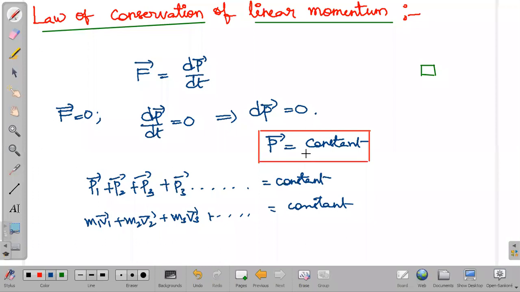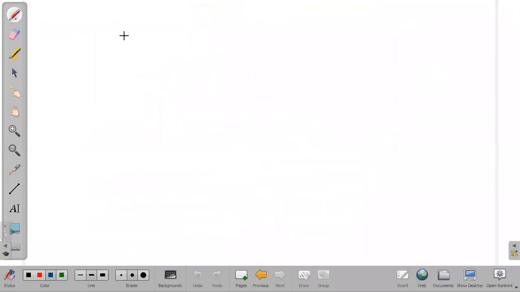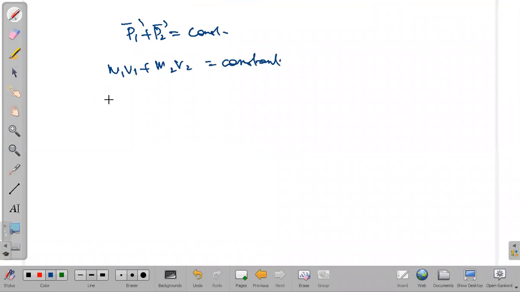I will take it on the next page and try to finish it. For a two-particle system, we write P1 plus P2 is equal to constant. Right? So in this, m1v1 plus m2v2 is equal to constant. Now what else can we write? m1 into, anyhow it is constant.